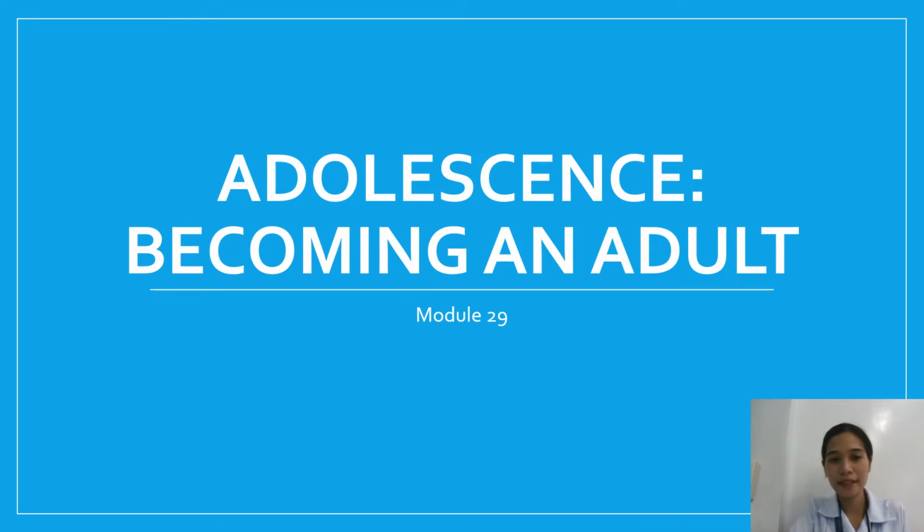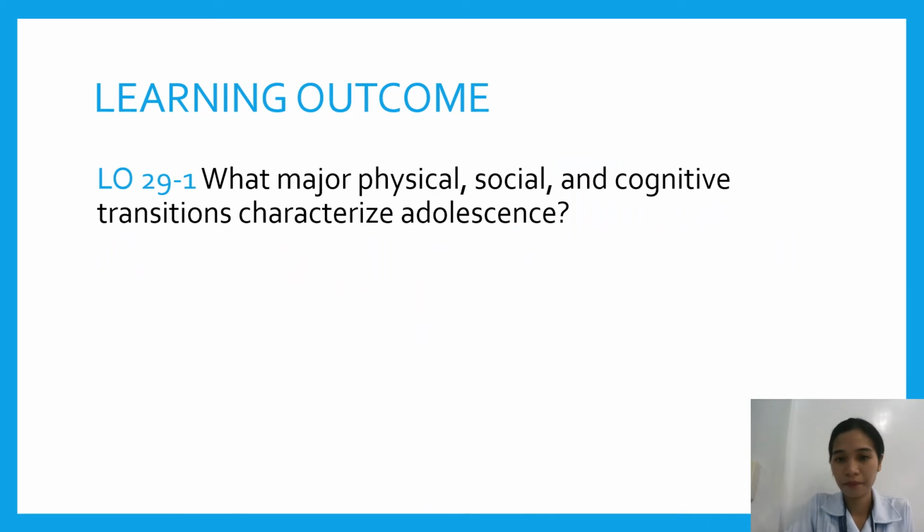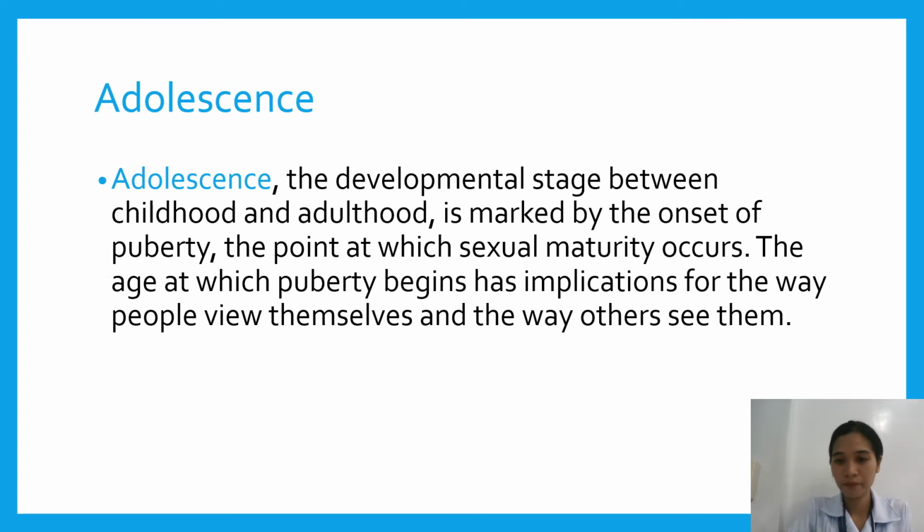Alright, so our next topic is adolescence, becoming an adult. Next is the learning outcome. Next is adolescence. The developmental stage between childhood and adulthood is marked by the onset of puberty, the point at which sexual maturity occurs. The age at which puberty begins has implications for the way people view themselves and the way others see them.